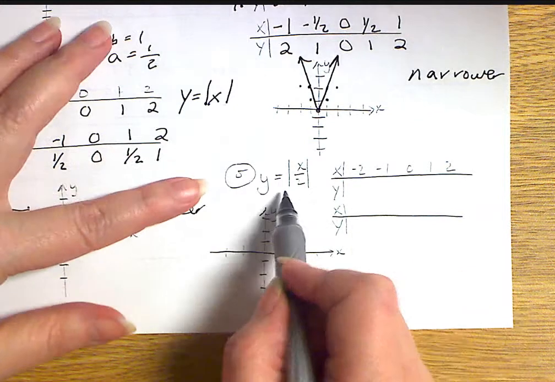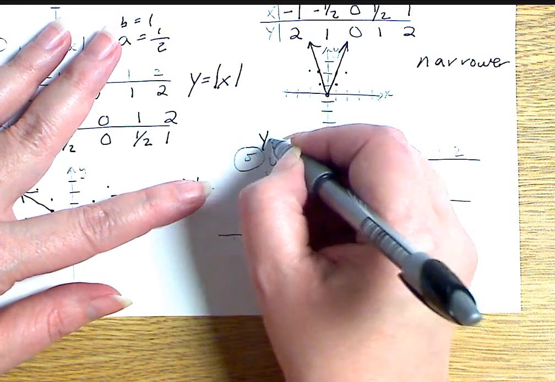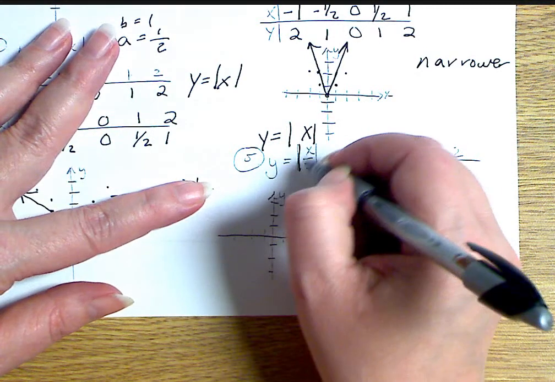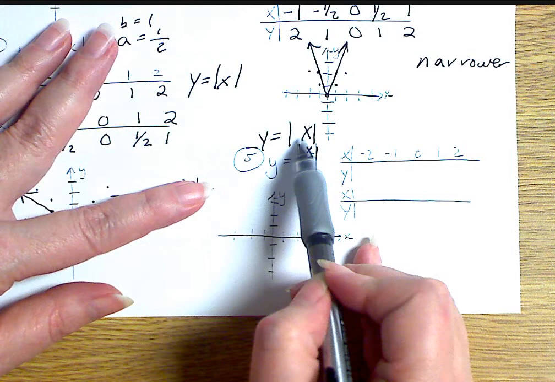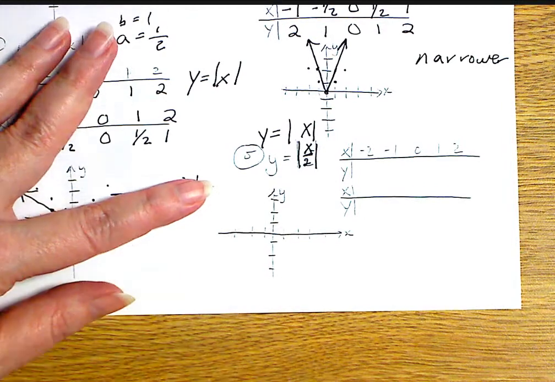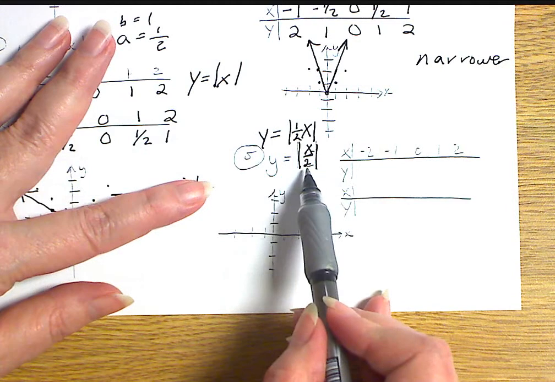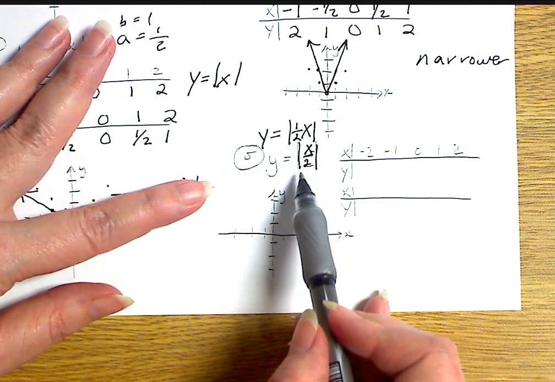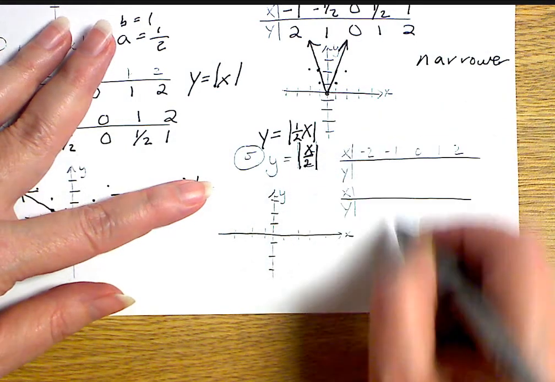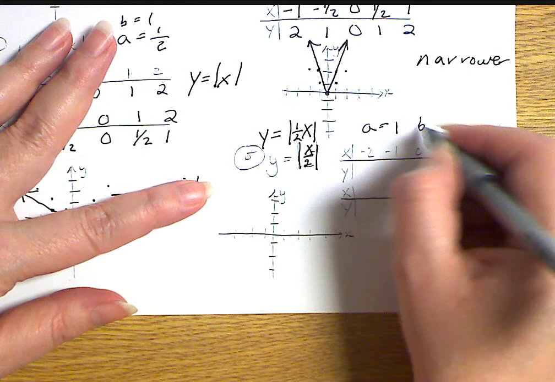This one, ladies and gentlemen, you have to think about what it would look like if it was y equals absolute value of x. Because this says absolute value of x divided by 2, what number would be in front of x to be the exact same? Multiplying by 1/2 is right. So when you're looking at that, you have to make sure you know that b is 1/2. It's not 2, it's 1/2. So A is 1, B is 1/2.